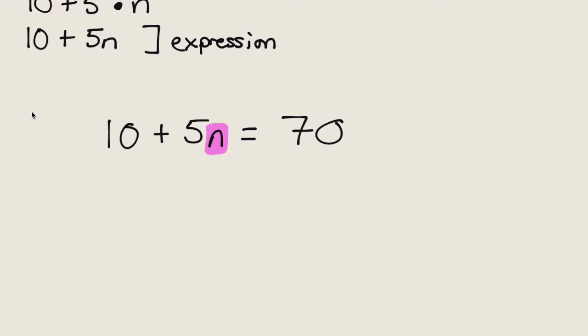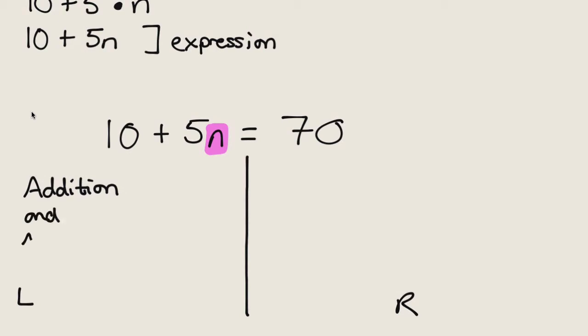However, we have 2 things happening here. We have 2 operations happening. Can anybody identify the 2 operations happening on the left-hand side? I'm going to draw my line here. So over here on the left, this is the right. Okay, on the left-hand side, which 2 operations are taking place? Anna? Okay, addition and multiplication are taking place. So we have addition and we have multiplication.